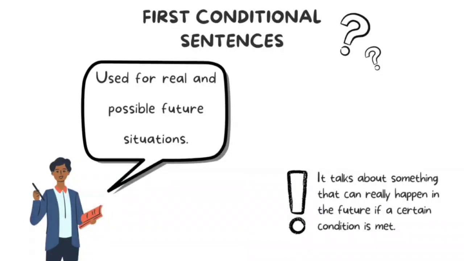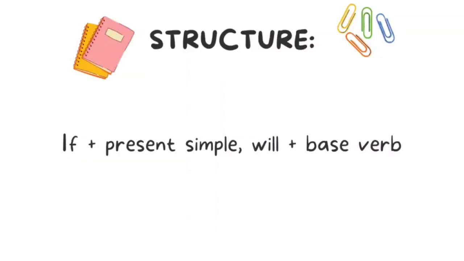Now we are going to talk about the first conditional sentences. It is used for real and possible future situations. It talks about something that can really happen in the future if a certain condition is met. The structure of the first conditional sentences consists of if plus present simple, comma, will plus base verb.